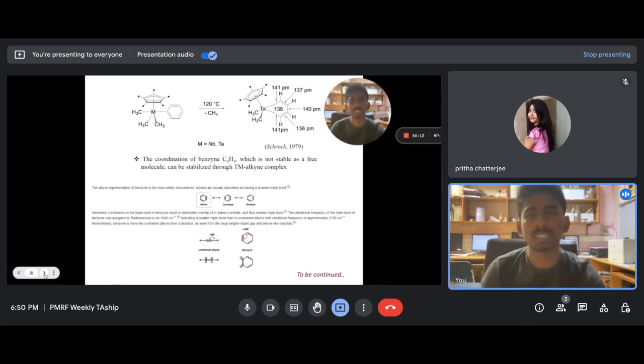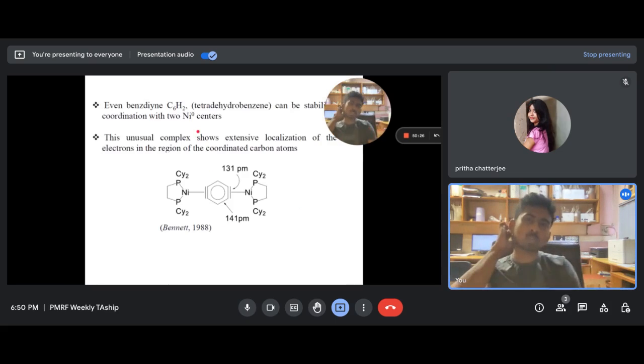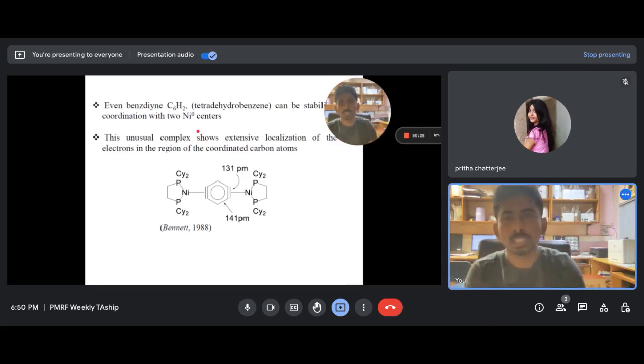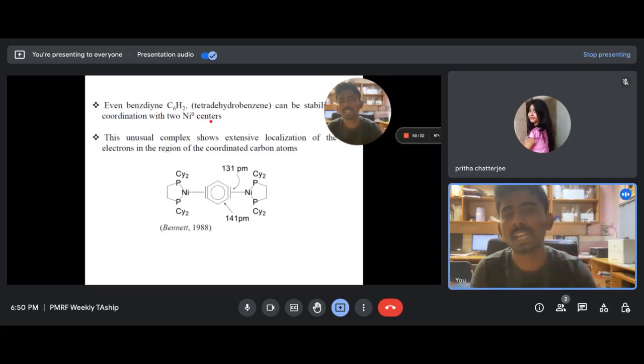The next example, we also take up such an example where a free molecule that is not actually stable will be stabilized by transition metal alkyne complexation bonding. So this is nothing but this benzdiyne. Benzdiyne is not a well-known compound. We will not hear about this. This benzdiyne is a C6H2 system. The last one, benzyne, was a C6H4 system. It is abbreviated as tetradehydrobenzene.